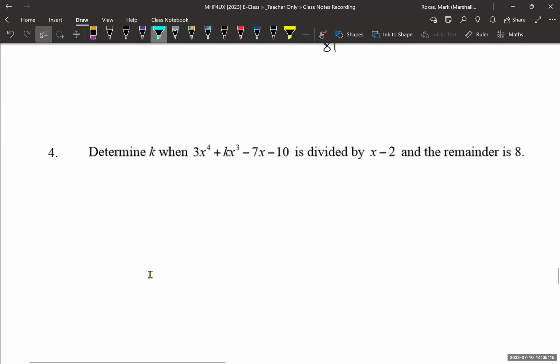Okay, number 4. Determine the value of k when the polynomial 3x to the power 4 plus kx cubed minus 7x minus 10 is divided by x minus 2 and the remainder is 8. A little bit of a thinking problem here, just kind of taking what the final result will be and working backwards. Okay, so if I divide by x minus 2, I'm going to use the remainder theorem to try and determine the answer. So I'm going to say here P of 2 equals 8 by remainder theorem.